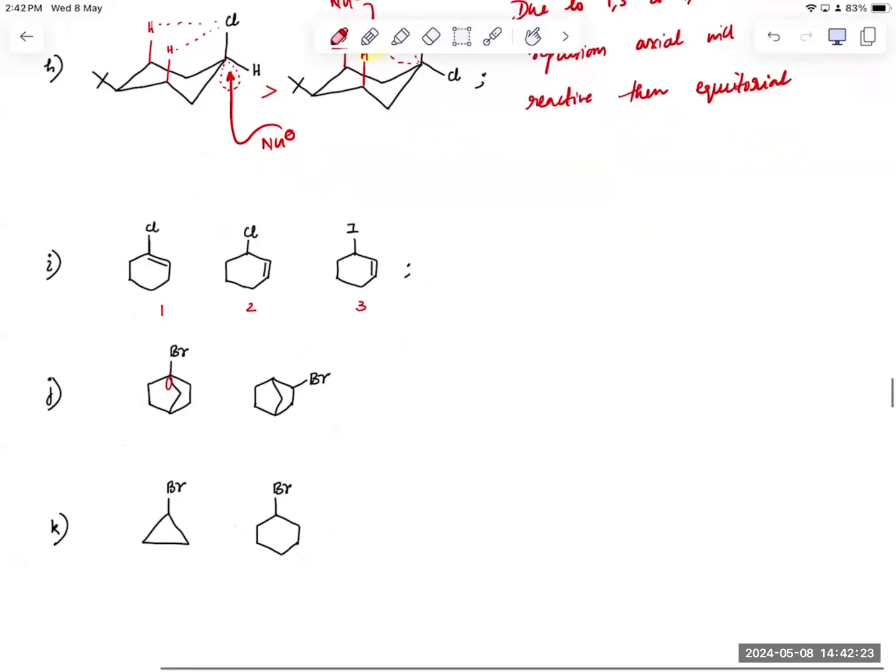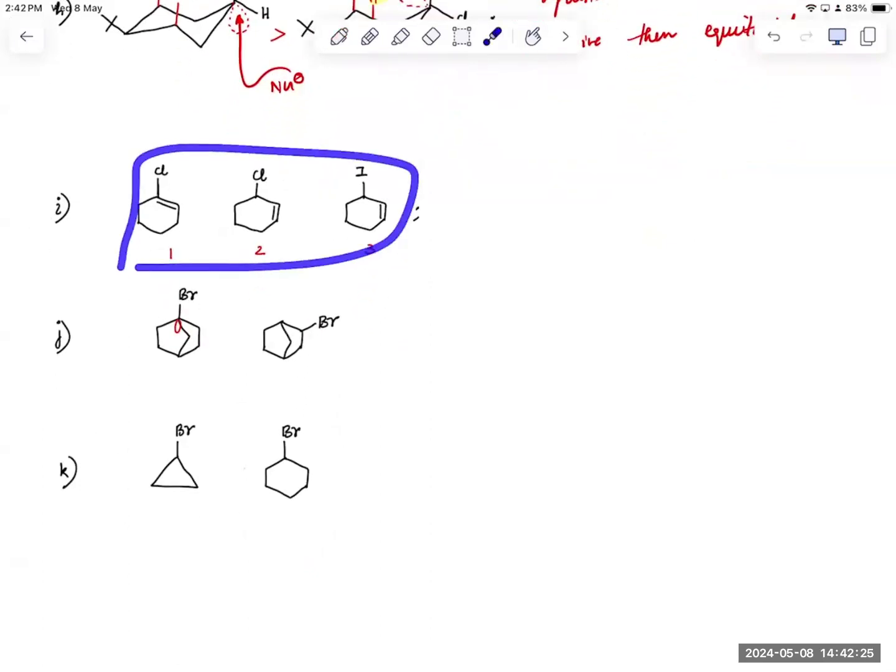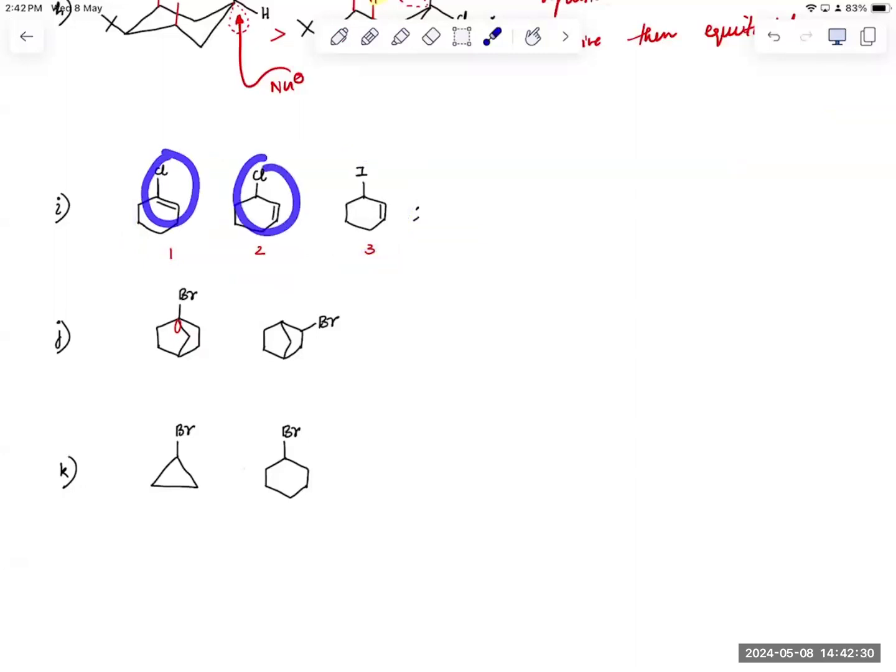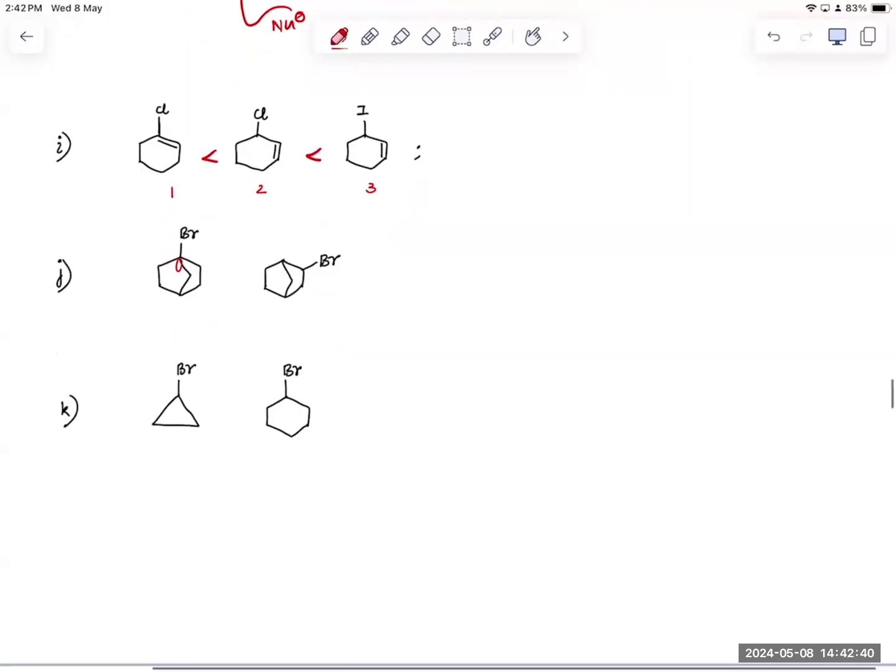Next. Check out 1, 2, 3 here. This is completely vinyl. This is allyl. This is allyl. Within allyl, iodine is the better leaving group. So therefore iodine will be better than fluorine than allyl. Next. Here, this is at a bridge position. This is at a normal position. Bridge position, no reaction. No SN2 at a bridged position.